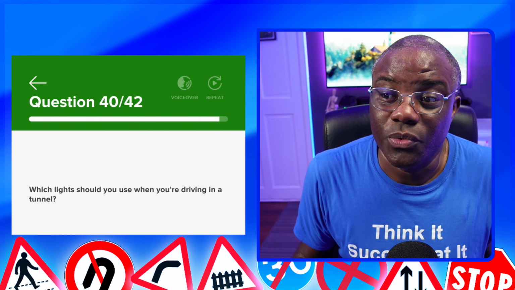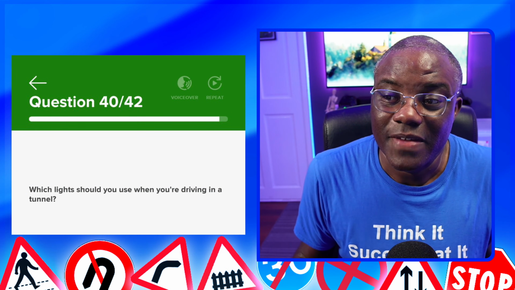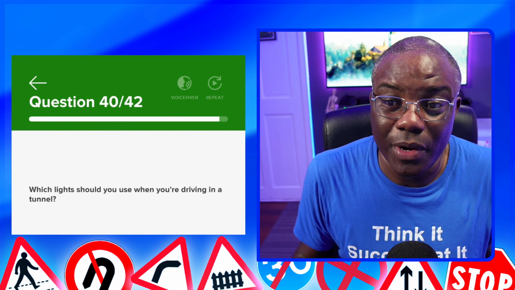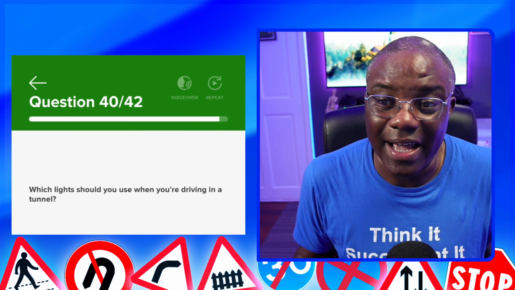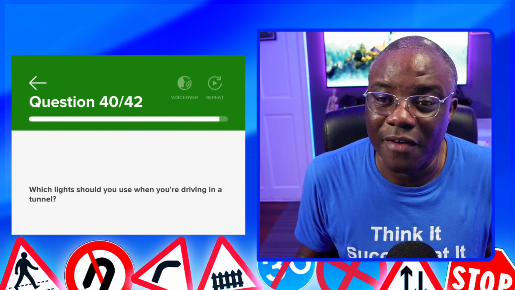Which light should you use when you're driving in a tunnel? Right, so simple question. I'll read it again, breaking it down, showing you the technique. Which lights should you use when you're driving in the tunnel?